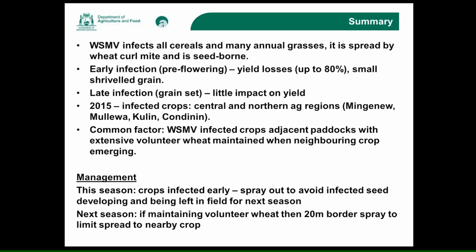And what we've been suggesting for management, if the crops have been infected early this season, is to spray out those areas that have been infected, and this avoids harvesting infected seed and also reduces the chance of infected seed being left in the field for next season. And because of what we're seeing this year, next year we also need to be quite vigilant. If there is maintaining of volunteer wheat for things such as feed, then we're suggesting maybe a 20-metre border spray to limit the spread from the volunteer wheat into the neighbouring crop.